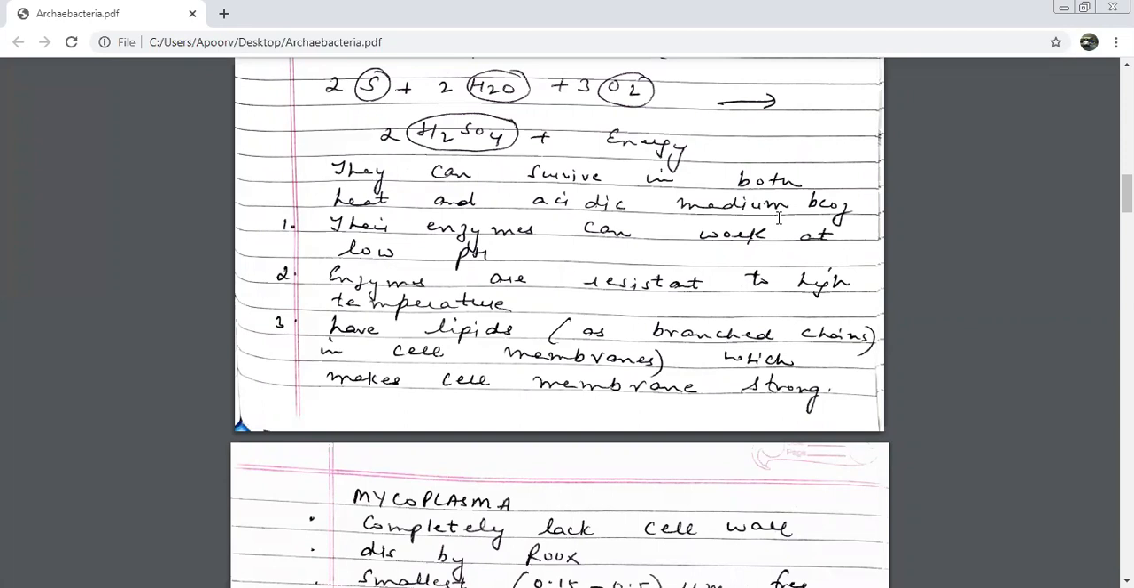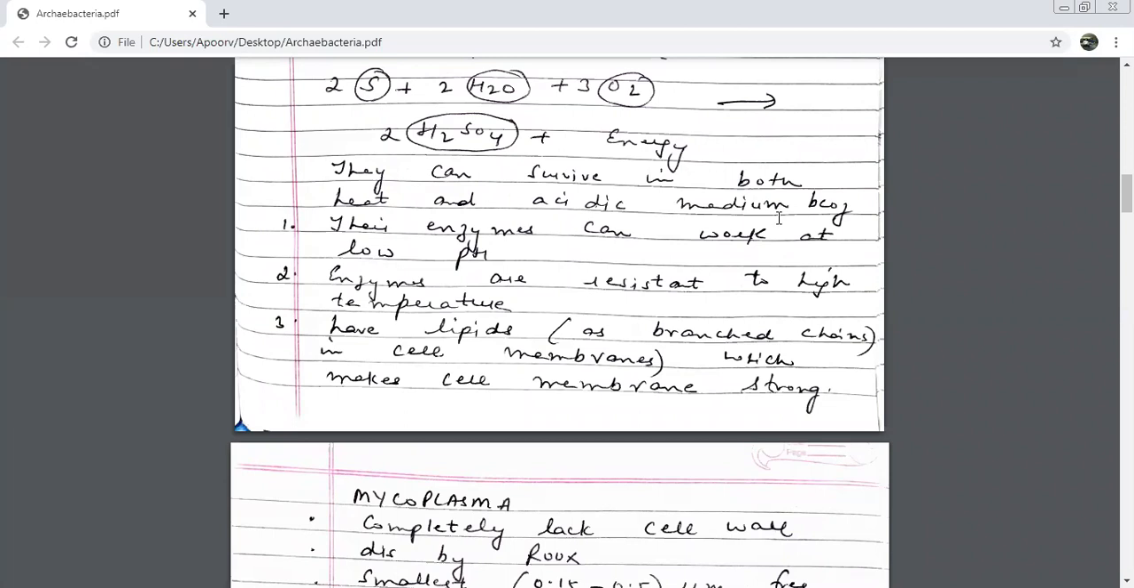Now, what is so special in their membrane that thermoacidophiles can resist or survive in extreme temperatures and extreme acidic mediums? They have a branched chain of lipids. Which category has a purple membrane? Halophiles. And why do they have a purple membrane?